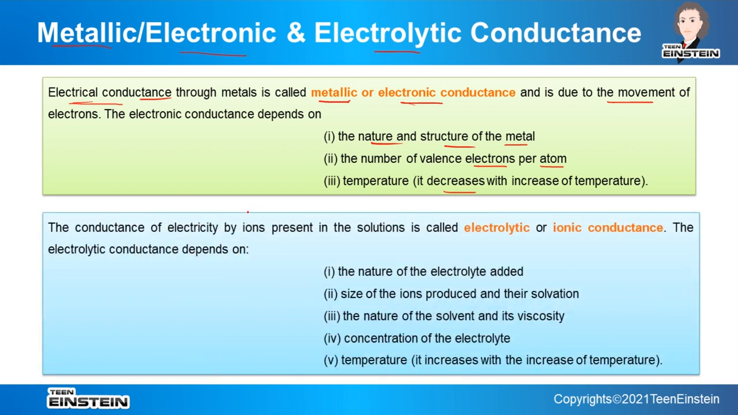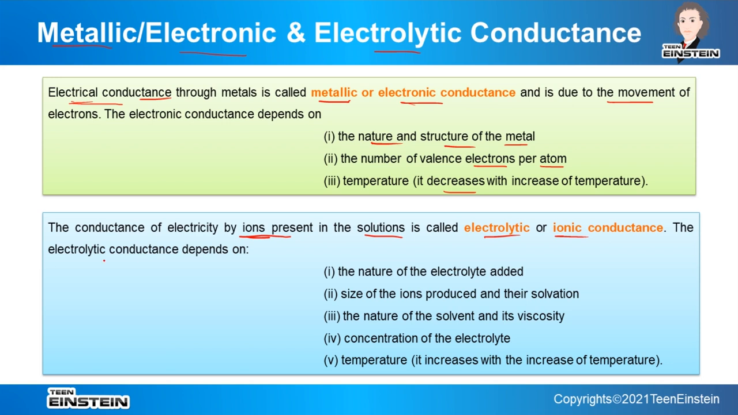In this case, the reason behind the electrical conductance is ions, not electrons. In case of metals it is electrons, but now it is ions that are present in solution. So this type of conductance is called electrolytic conductance, or it can also be called ionic conductance, because the species that is responsible for conductance is ions. So that is why the name is ionic conductance.